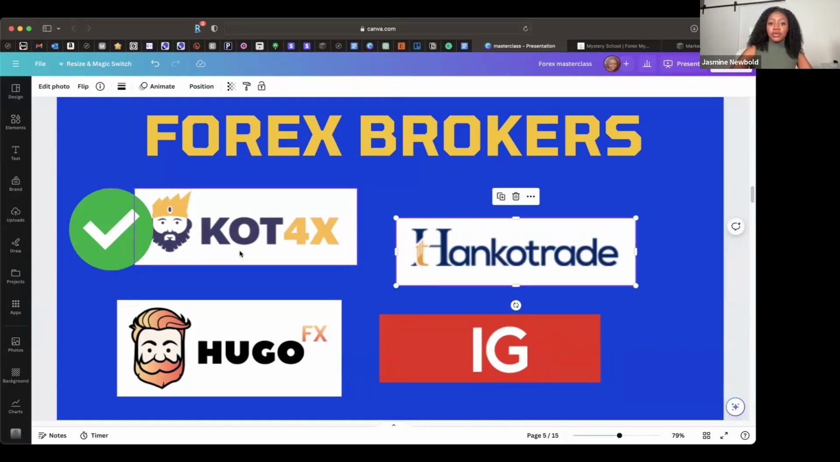So I use KOT4X. I have been using them since I started in 2020. I've never had an issue with them. I've never had an issue with the deposit process, the withdrawal process. I don't have anything negative to say about them. They have a live chat on their webpage. They answer all my questions. I verified with them before doing this Forex Masterclass that they are currently accepting US clients, and they said yes. I've never had any issue with KOT4X, and I haven't heard any bad things about them either. You hear some horror stories about Forex brokers, but KOT4X has been good to me.